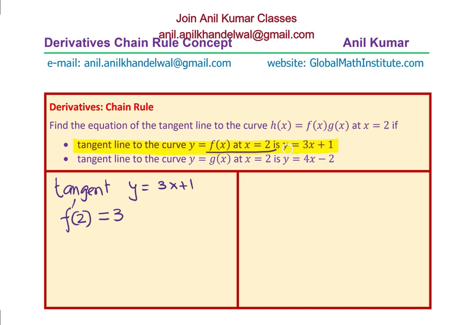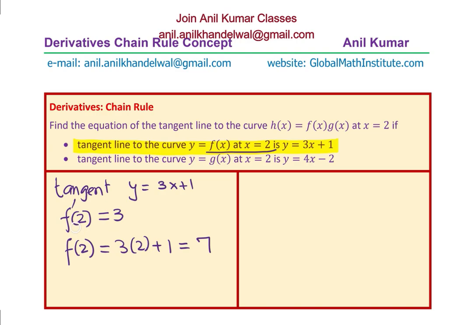From here, we also find the value at 2. If I substitute 2 on the tangent line, I do get 3 times 2 plus 1, and that gives me 6 plus 1, which is 7. You see that? So we have the value of the derivative as well as the point on this curve.